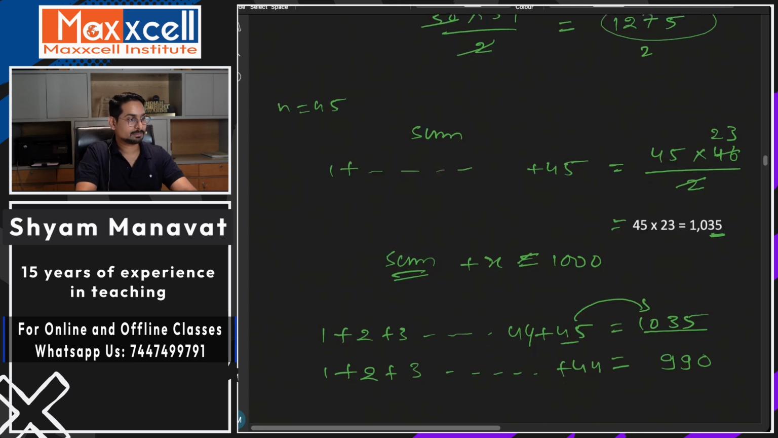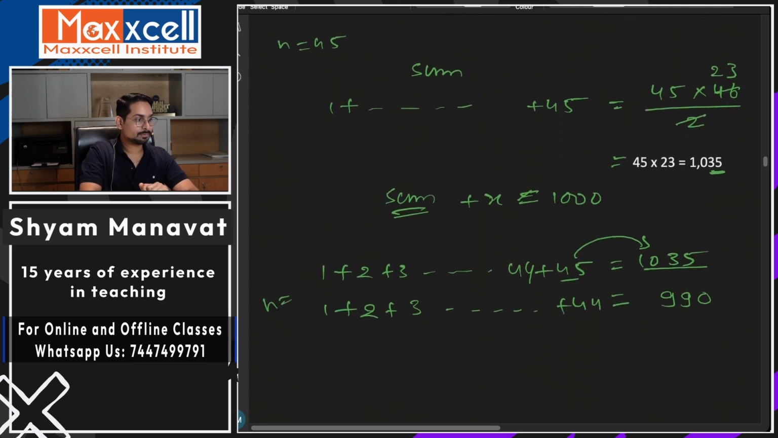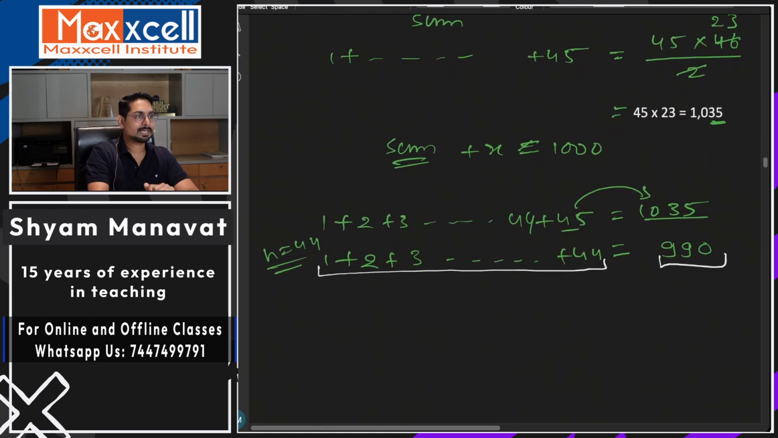Understand this carefully. So here, for n equal to 44, we got this sum. Understand carefully. Don't skip any part of this video. So this is equal to 990. What does this mean? This means that in the book there are 44 pages.